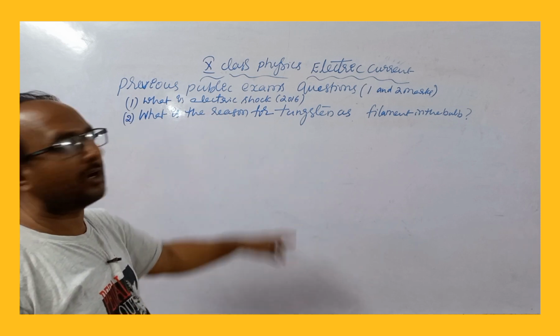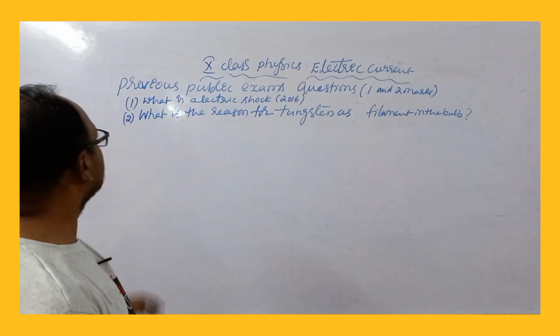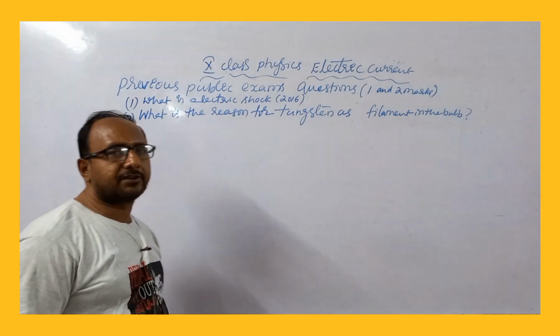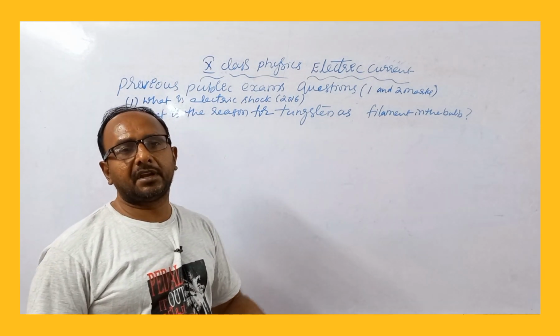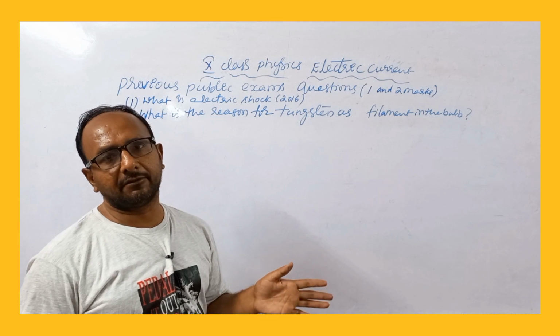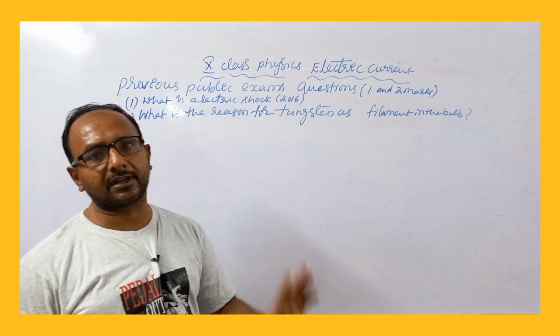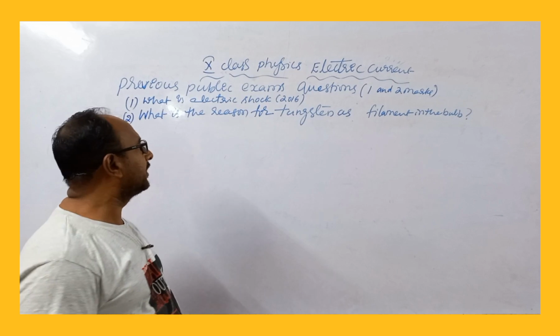What is electric shock? This came in 2016. So you know the electric shock definition. Electric shock is a combined effect of potential difference, electric current and resistance in the human body.